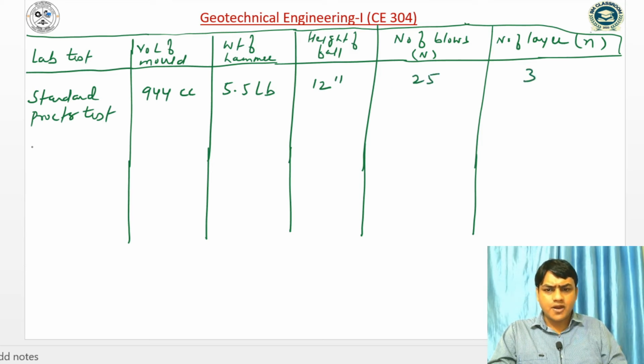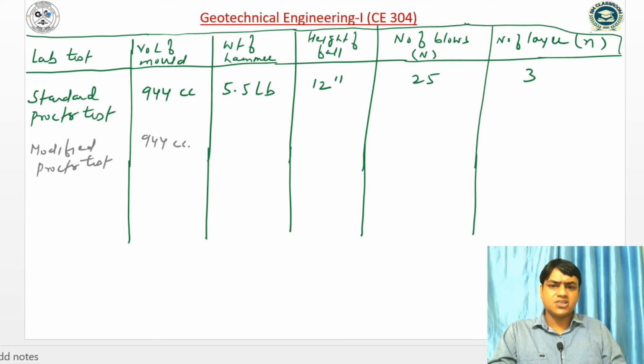Similarly, in the modified Proctor test, the volume is the same, 944 cc. Weight of hammer is 10 pound and the height of fall is 18 inch. That means the compactive effort has increased as compared to the standard Proctor test. So the maximum dry density achieved in the modified Proctor test is more than that achieved by the standard Proctor test. The number of blows is 25, but the number of layers is increased to 5.